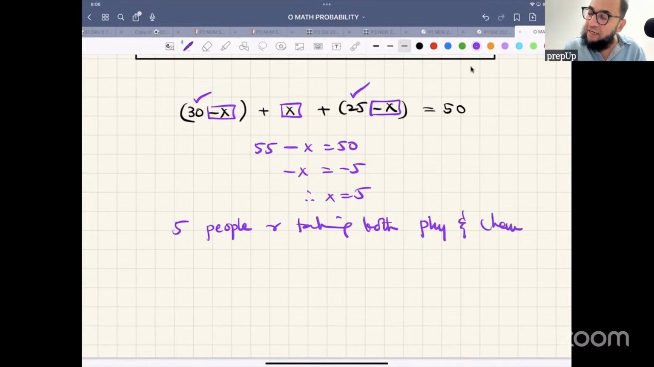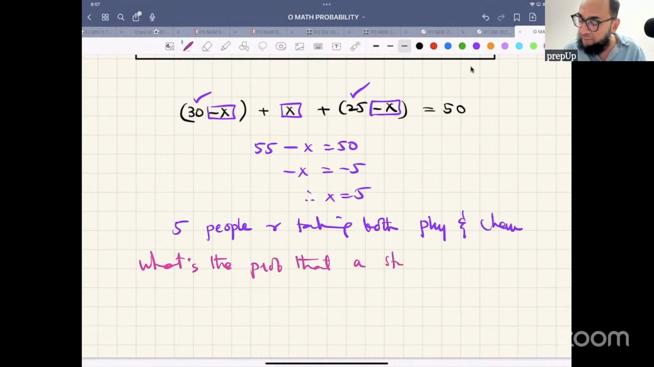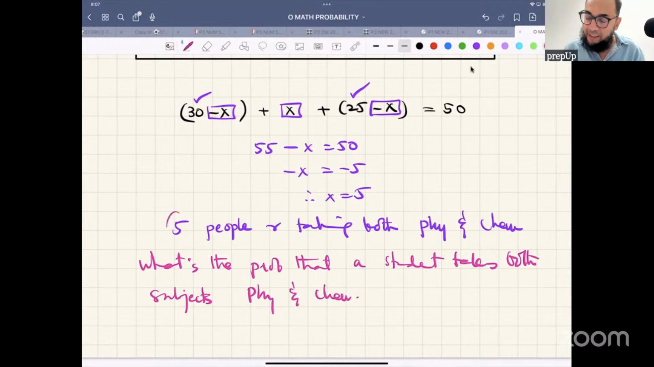Now, if I ask a probability question, what's the probability that a student takes both subjects? And which two subjects are we talking about? That is physics and chemistry. So I'll say that 5 is at the top, and altogether that's 50. So 5 over 50, which comes out to be 1 over 10. That is the answer for this particular part.